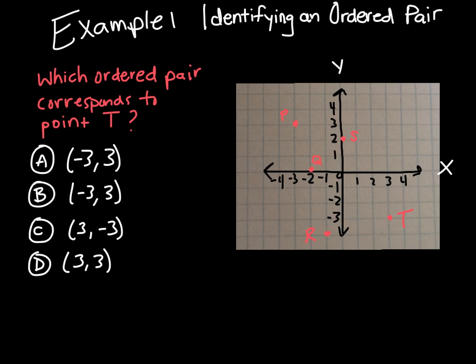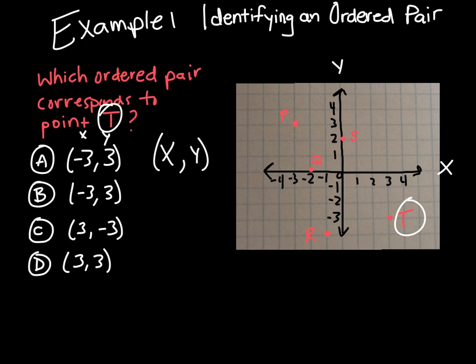So basically, you're trying to figure out which ordered pair corresponds to point T. So what we're trying to identify is where T is on our coordinate plane. Okay. So the first thing I would do in a problem like this is obviously locate T, so T is right here. How did I get to T? You always start with your X coordinate first and then your Y coordinate. These are all of our X's, these are all of our Y's, straight down that line.